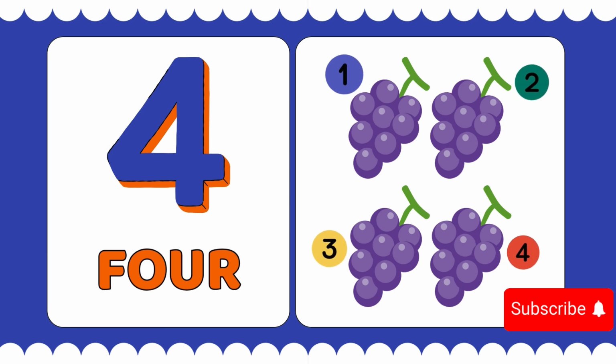4. Can you say it with me? 4. The spelling of 4 is F-O-U-R. Let's count grapes. 1, 2, 3, 4. 4 grapes.